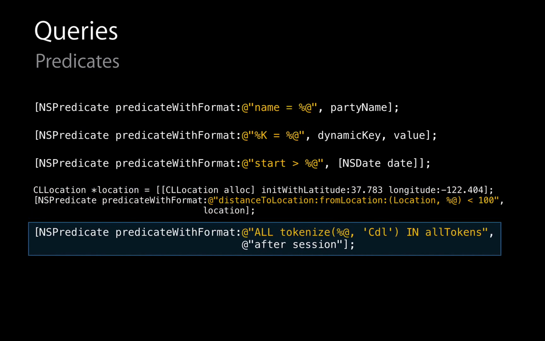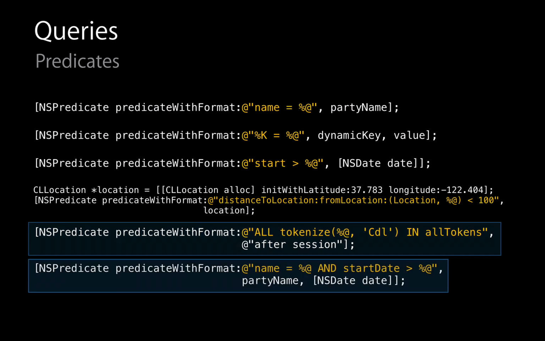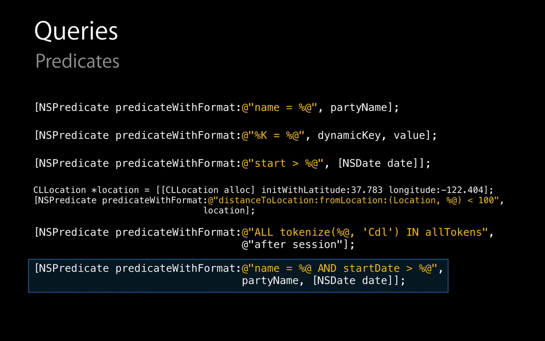CloudKit supports a tokenization search. So what this predicate is going to do is it's going to tokenize that string after session, and it's going to come up with two different tokens, after and session. This predicate will match any record that has those two tokens as values. These two tokens don't need to exist side by side. They don't even need to exist in the same key-value pair. But so long as the record has the token after and the record has the token session, the record will be a match. And lastly, CloudKit supports compound predicates joined using the AND operator.